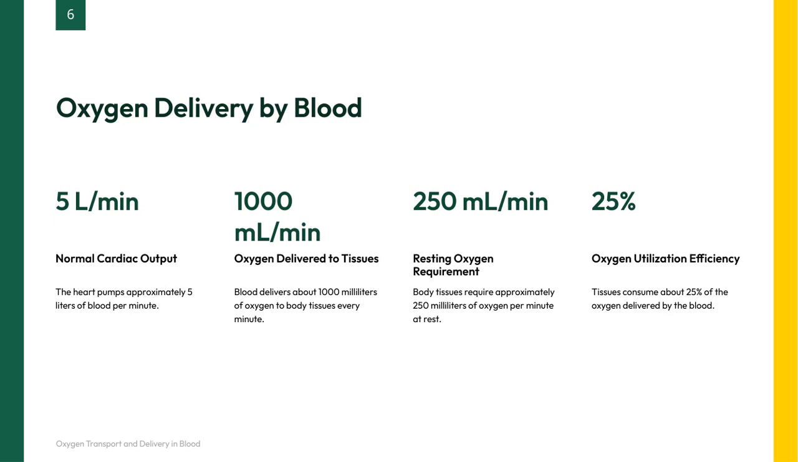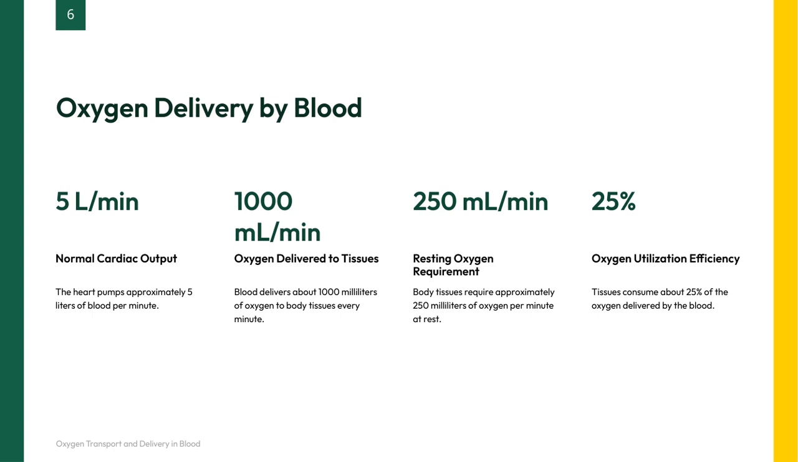Now, let's take a closer look at oxygen transport and delivery in the blood. Tissues actually consume about 25% of the oxygen that the blood delivers, which highlights how vital efficient oxygen delivery is for our body's functions. When we talk about oxygen utilization efficiency, that 25% figure really stands out. It shows how much of the delivered oxygen is actually used by our tissues.